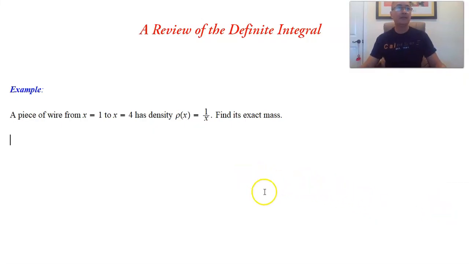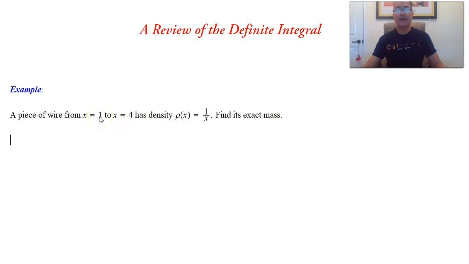All right, so let's introduce a problem over here. A piece of wire from x equals 1 to x equals 4 has density rho of x equals 1 over x. Find its exact mass. So what does this density mean? If you cut a little piece of this wire, the density will depend on where you cut it, and that density will be 1 over x, where you cut it.